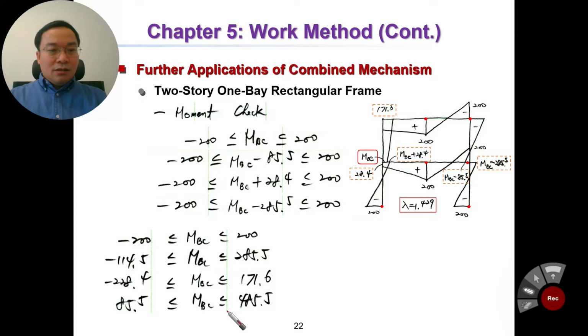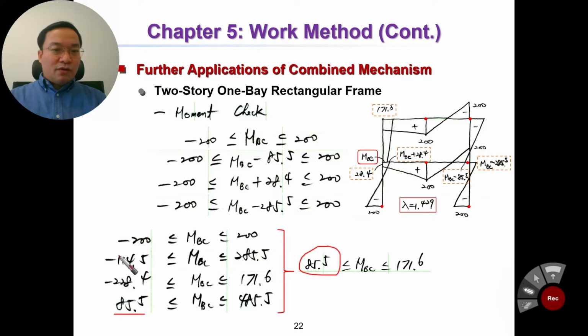And so, what is the conclusion? MBC should be greater than the biggest one and smaller than the smallest one. Okay, here MBC as a result of 4 equations. MBC should be greater than 85.5 and smaller than 171.6.